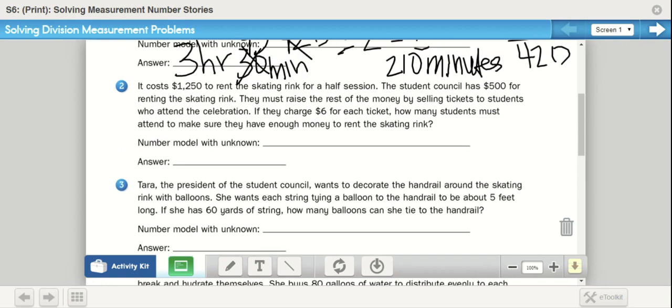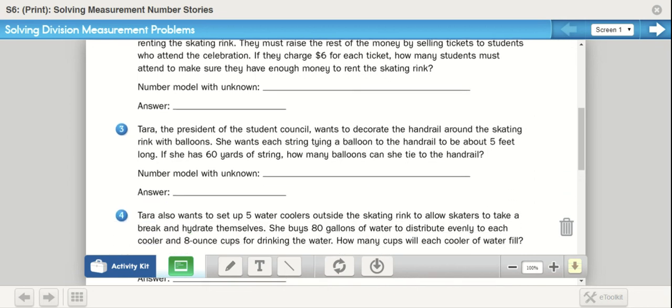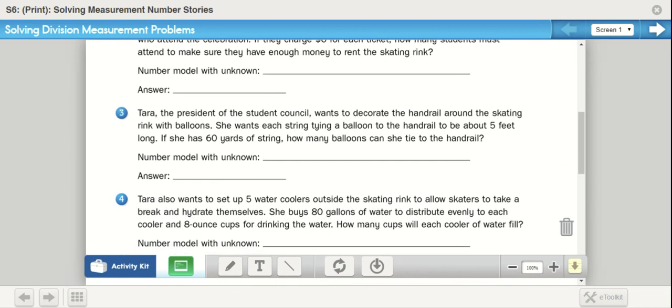So let's do number 3, okay? So Tara, the president of Student Council, wants to decorate the handrail around the skating rink with balloons. She wants each string tying a balloon to the handrail to be about 5 feet long. If she has 60 yards of string, how many balloons can she tie to that handrail?